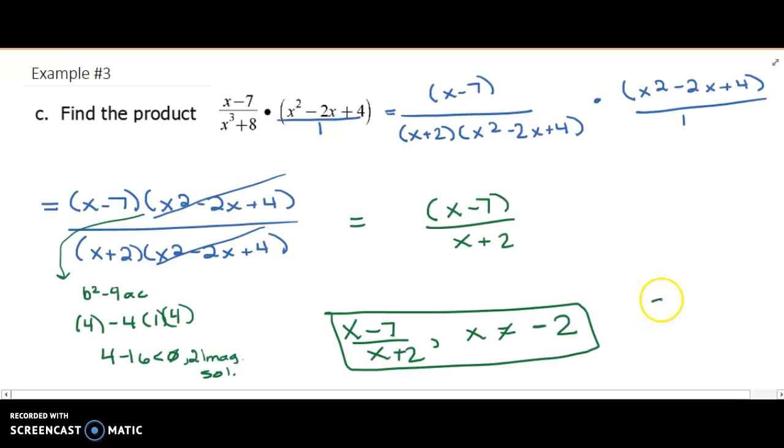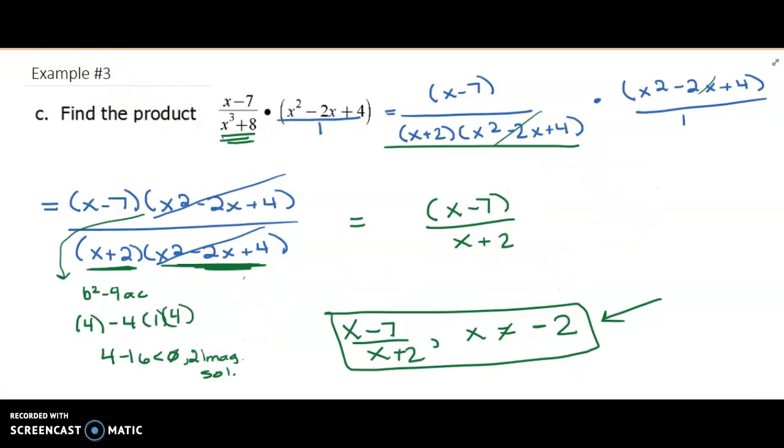All right, so this is what you should have gotten for your final answer. Once again, we have a difference of cubes, so make sure you factor that out correctly. And then this and this go away. And then I said x cannot equal negative 2 because that would make this value 0. And I went to check to see what would make this value 0, and I found that it had 2 imaginary zeros. So we don't have to include the imaginary numbers. So this should have been your final answer.